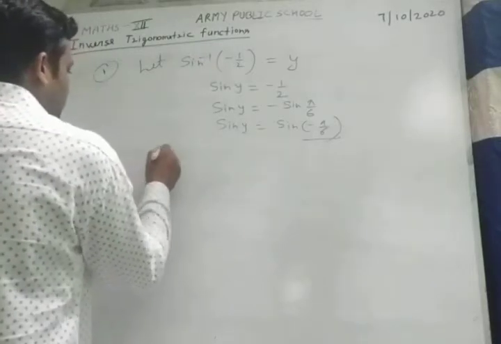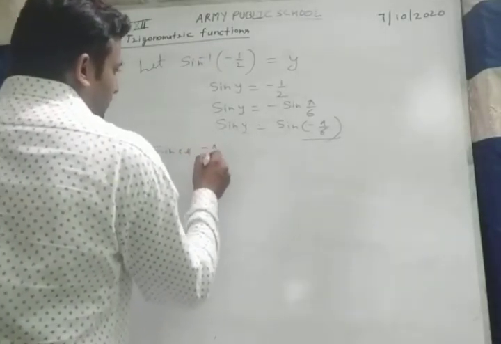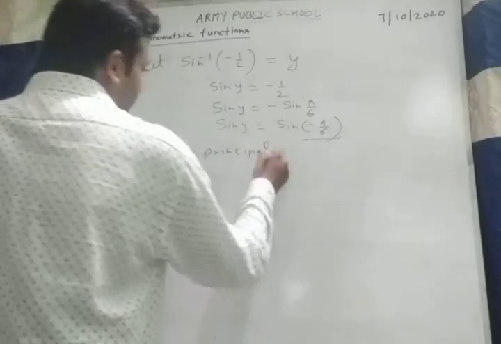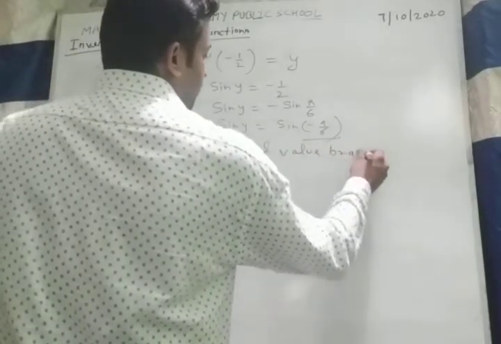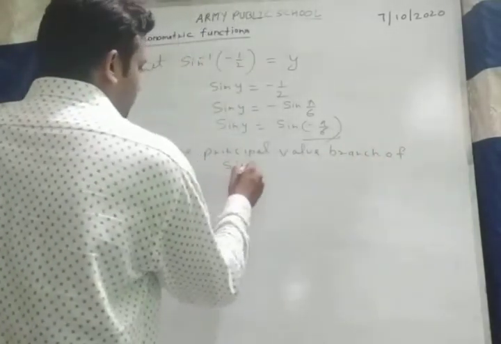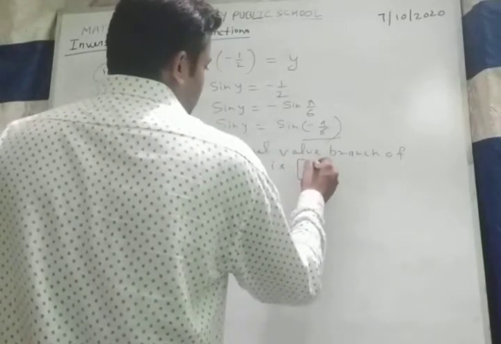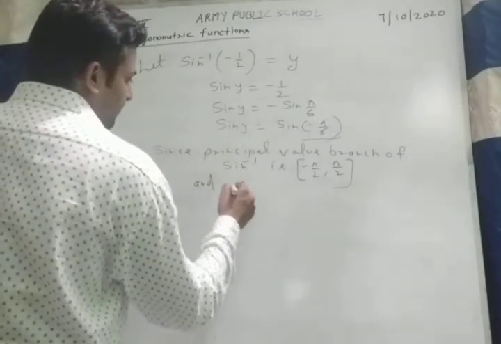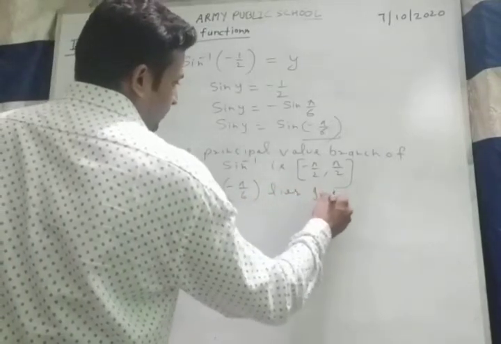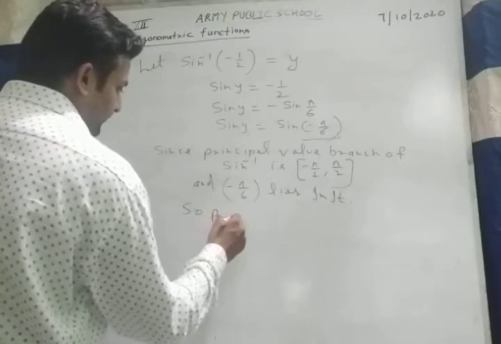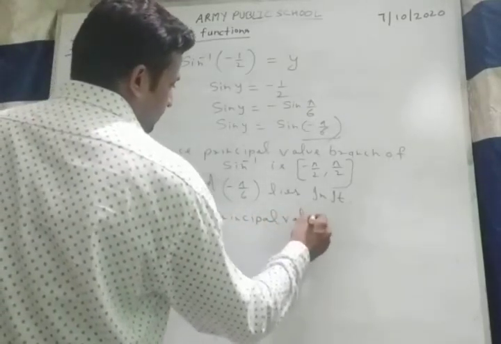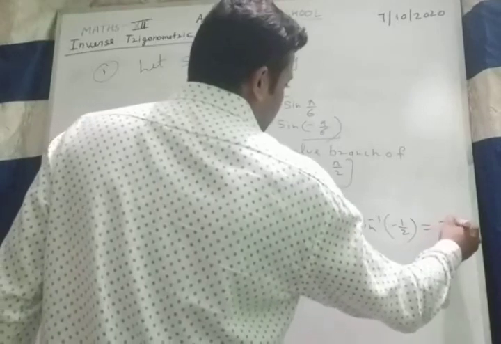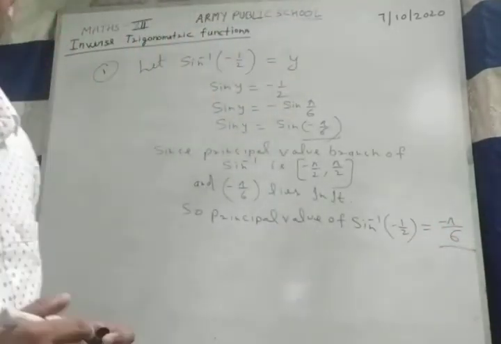Since the principal value branch of sine inverse is minus pi by 2 to pi by 2, and minus pi by 6 lies in it, the principal value of sine inverse minus 1 by 2 is equal to minus pi by 6. This will be our required answer.